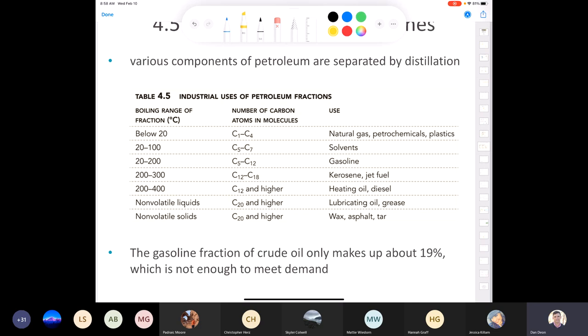If you've ever seen the movie There Will Be Blood with Daniel Day-Lewis, they start drilling for oil. The main reason that people drilled for oil back in the 1800s was to get kerosene, because kerosene burned very cleanly. If you think about human history, people lived in the dark for a long time. The Dark Ages is a real thing.